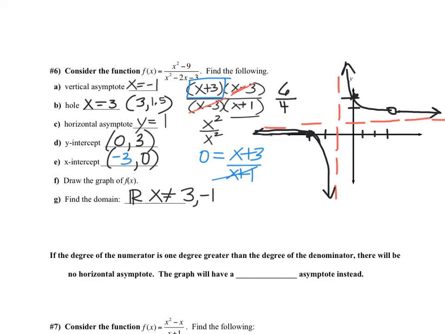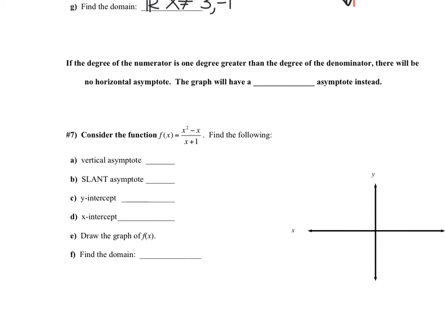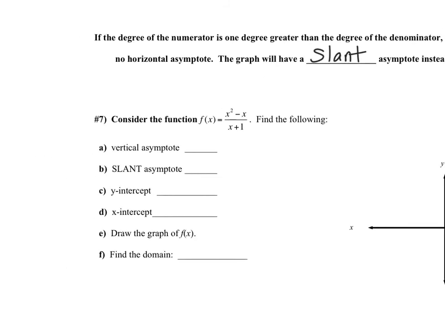Okay, the last part of the lesson is a little tricky. If the degree of the numerator is 1 degree greater than the degree of the denominator, then there will be no horizontal asymptote. So we knew that, right? The numerator is bigger than the denominator. It's one of our cases. We haven't seen it yet. But the graph is going to have a slant asymptote instead. So instead of a horizontal or vertical, it's going to be a slant. Isn't that crazy? All right. How do you find that slant asymptote?